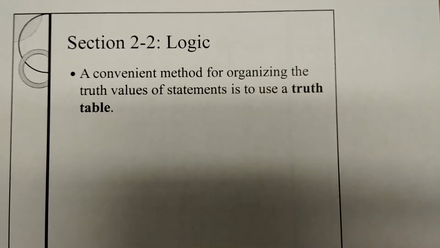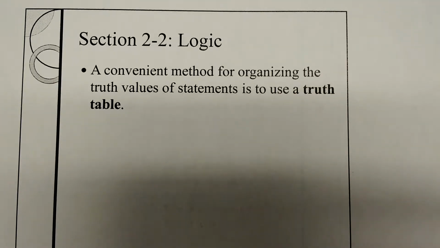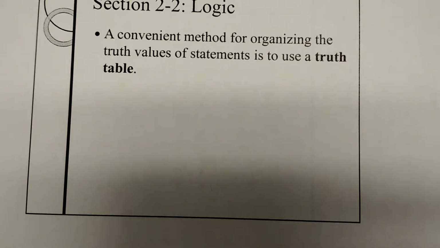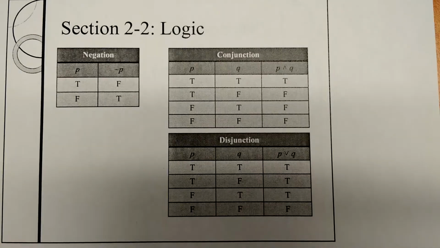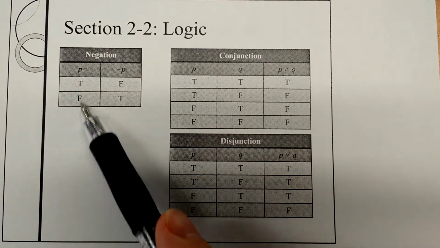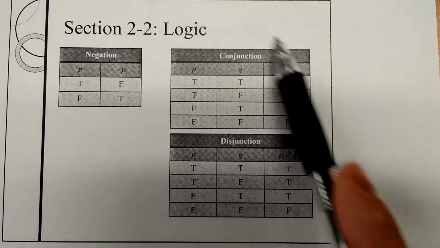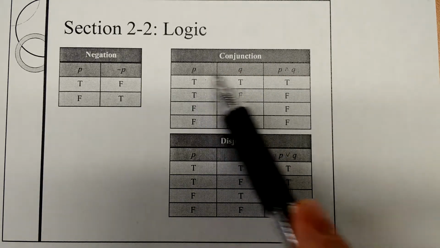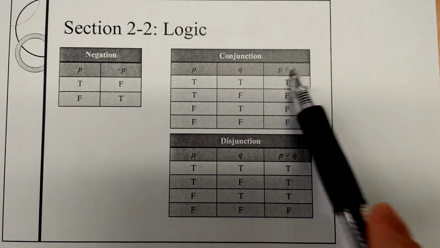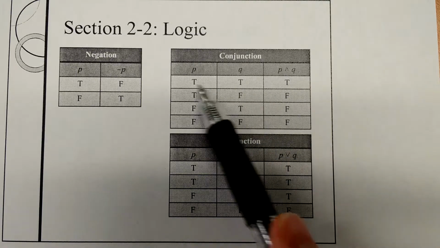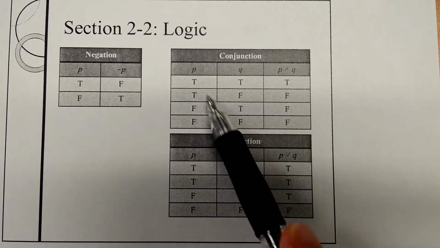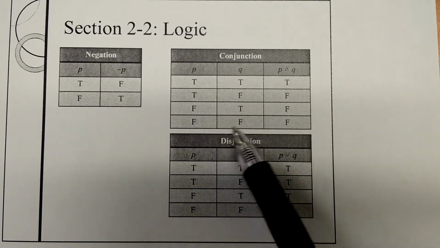You can also have what's called a truth table. They just organize the truth and falseness of things. Here's a truth table for a negation. Here's your original: if P is true, the negation is false. If P is false, the negation is true. This example is for the conjunction. You have P's and Q's. If you notice, the conjunction is true only if both of them are true. True, true is true, and all the other ones are false because they don't have two trues.